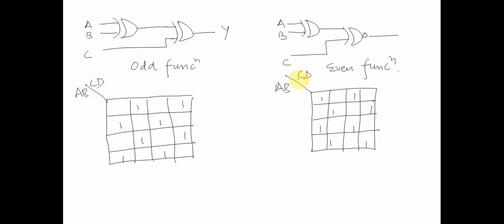Right? Now, why are we talking about these two properties of XOR gate or XNOR gate, odd function and even function? Because this property of XOR and XNOR gate is used for something called parity generation and correction.